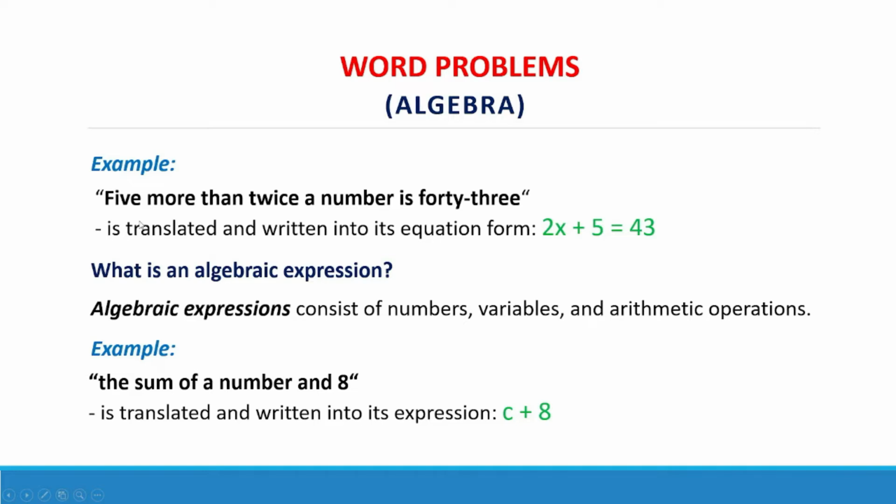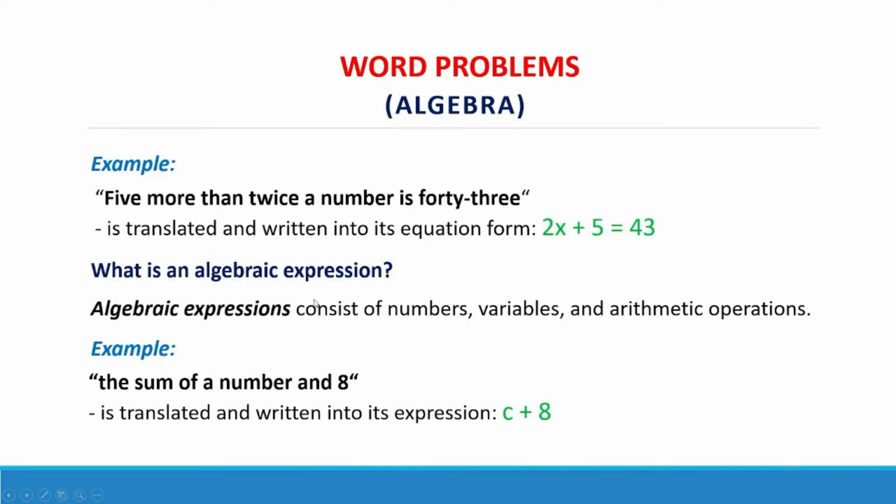For example, 5 more than twice a number is 43, which is translated and written into its equation form. Twice a number, and a number represents x, so twice of x, plus 5 more than. So twice of x plus 5 is equal to 43. And this is the equation.